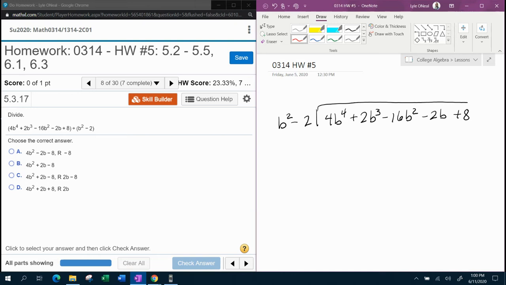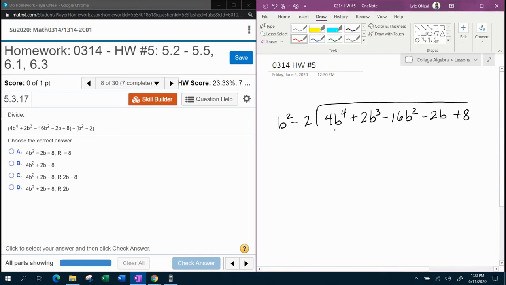We can see that our divisor, b squared minus 2, is a binomial. It's also quadratic. And our dividend looks like it has 5 terms. Does anybody know the name of a fourth degree polynomial? Quadratic, cubic, quartic. Not that you need to know that, but this is a quartic dividend and a quadratic divisor. Whew, lots of cool, awesome math terms. All right, let's see how this is going to work.